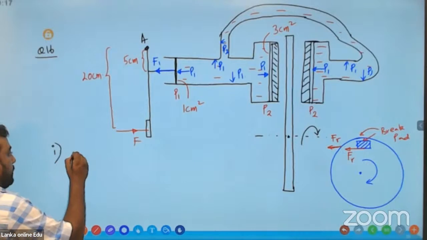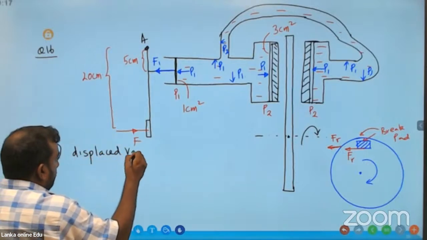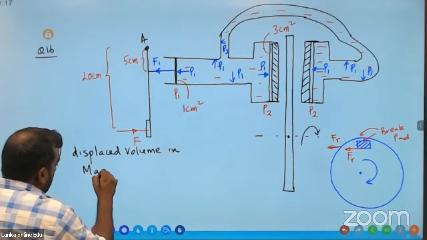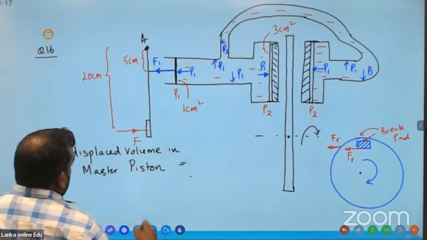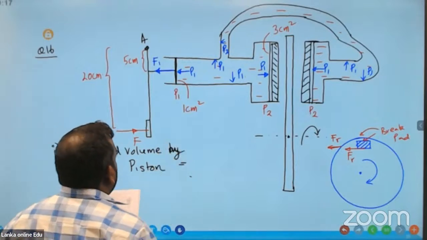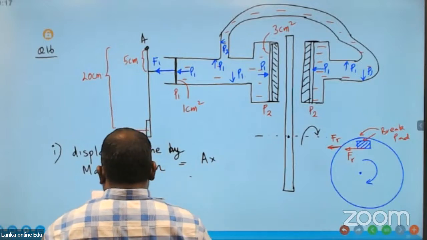Roman 1. Displaced volume by master piston: cross-sectional area into the length.